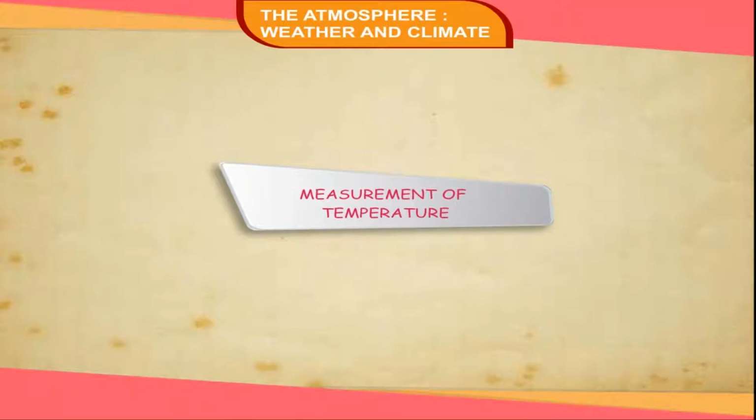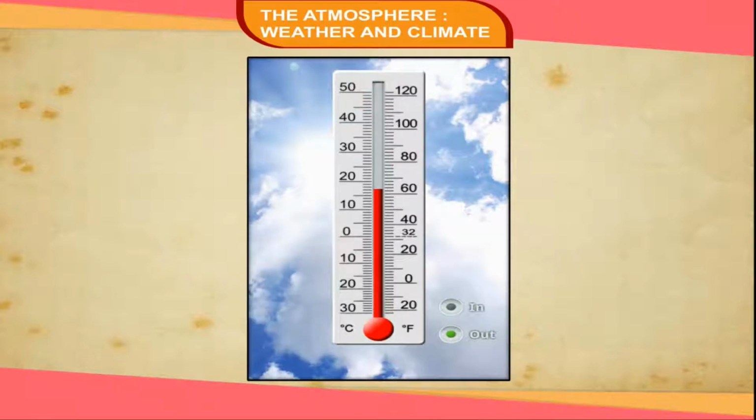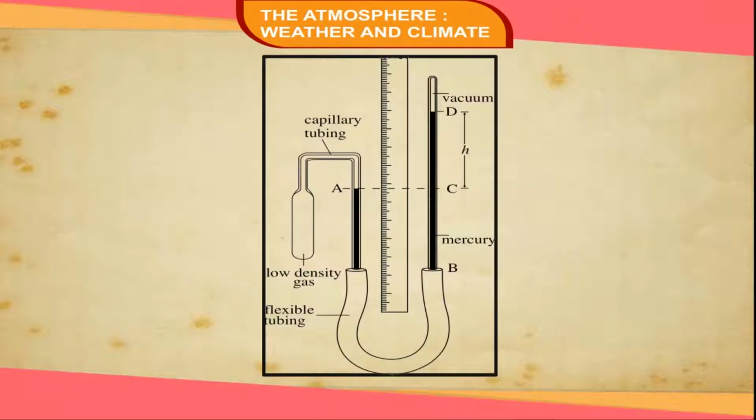Measurement of temperature. Temperature is measured by an instrument called a thermometer. A thermometer is a narrow glass tube which is graduated and filled with mercury or alcohol. It works on the principle that mercury expands when heated and contracts when cooled. The expansion and contraction of mercury in a calibrated tube indicates the temperature.